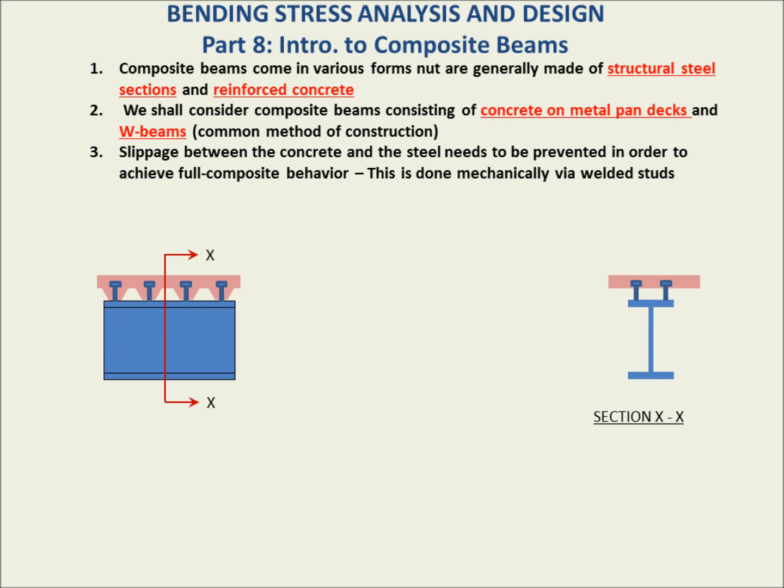We're going to look at the cross-section, let's say section XX, and we have there a W-shaped beam, a wide flange beam. And then we have the concrete shown. Notice that we're only showing the top part of the concrete deck, the top part of the fluted metal pan deck. And the reason for that is because that'll be the weakest point in the concrete.